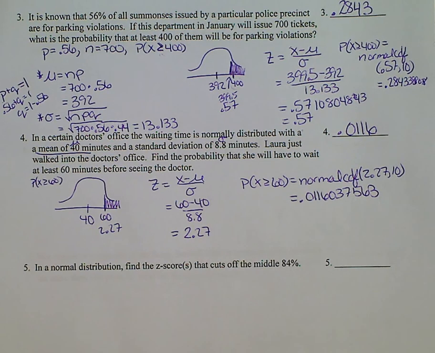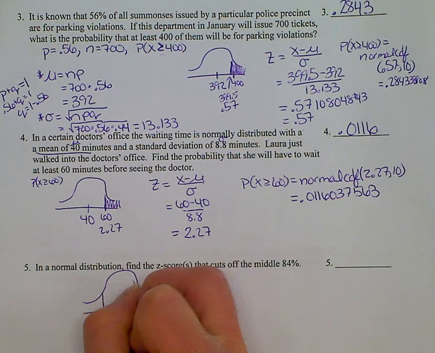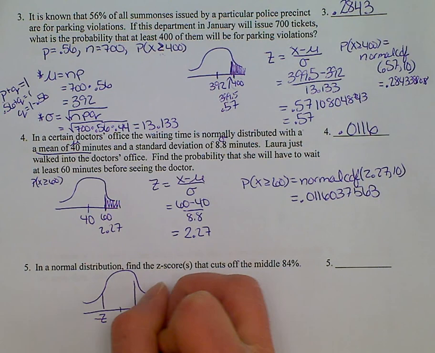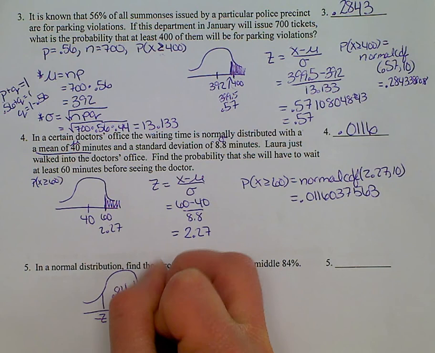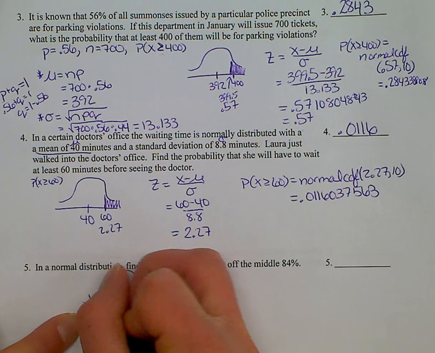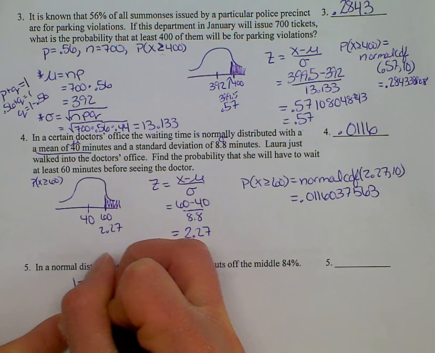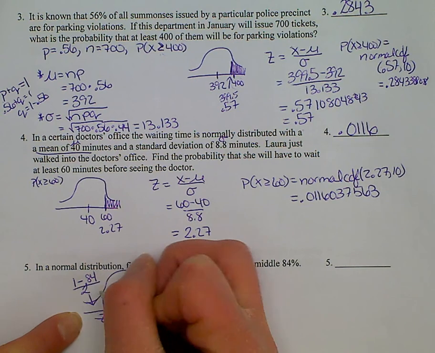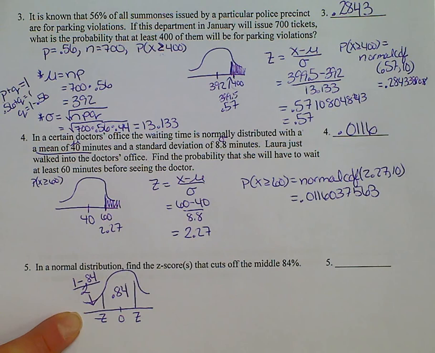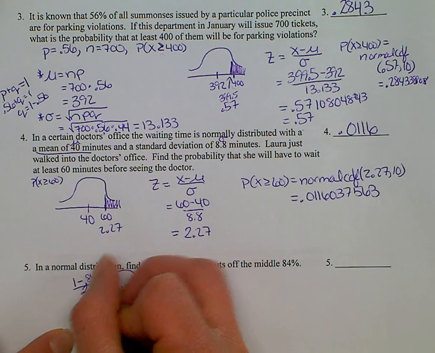Number 5, in a normal distribution, find the z-score that cuts off the middle 84%. So there are actually 2 z-scores that are going to cut off that middle 84%. Because it's the middle, I know that these tails are equal in size. The entire curve is 100%. I'm going to take away the middle 84, but then I cut that in half, because we know that the 2 tails are equivalent in size, because the curve is symmetric. Now I have the area at the bottom of the curve.